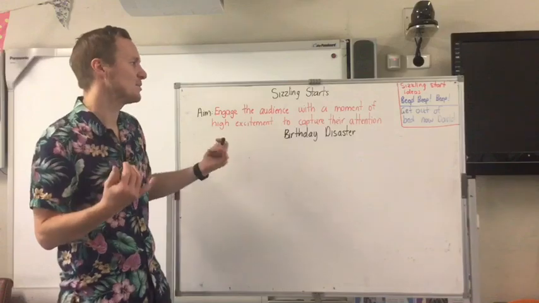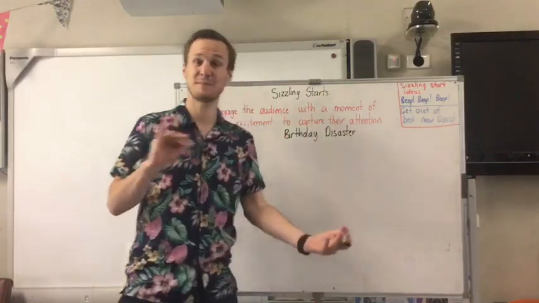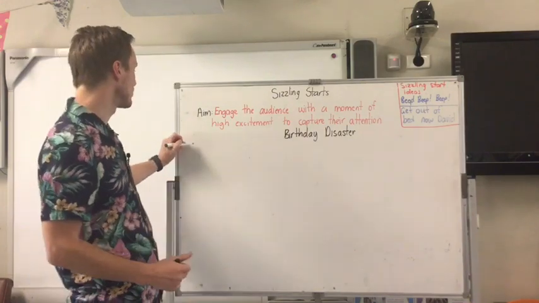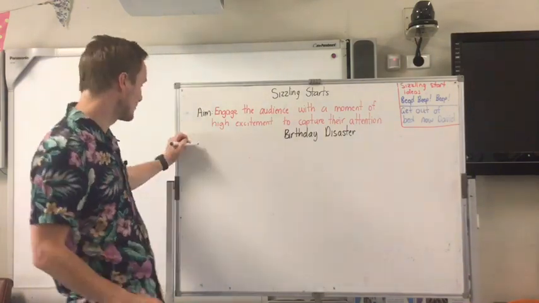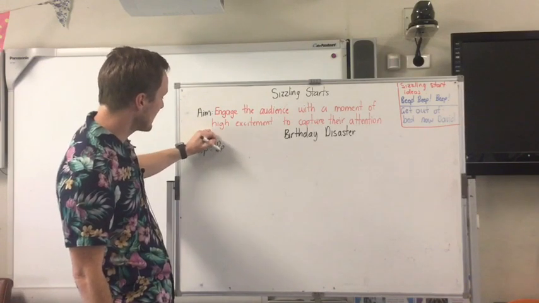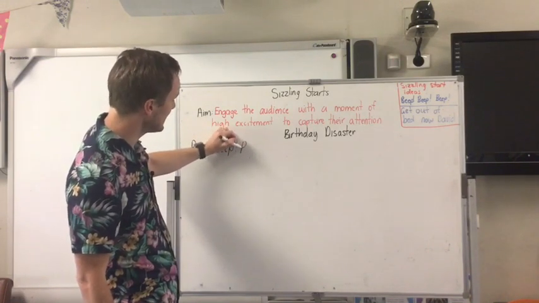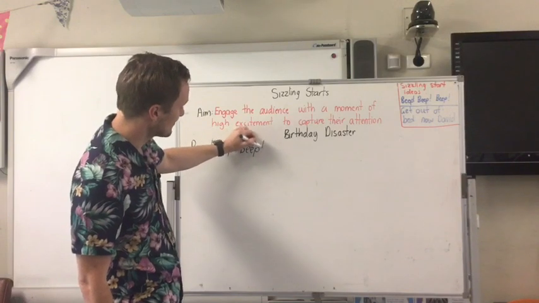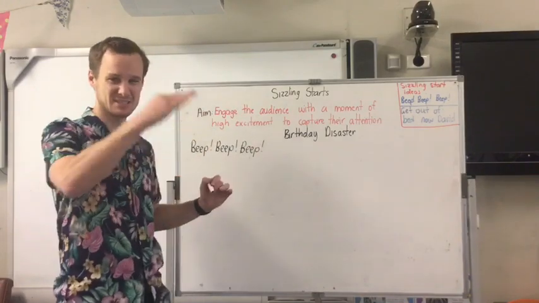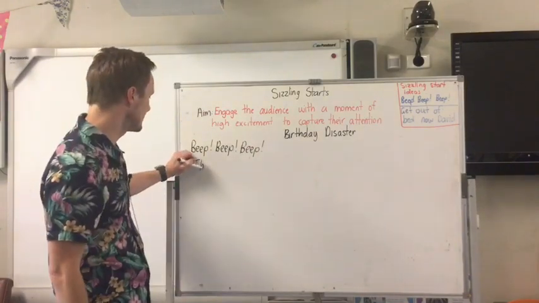So let's take our beep, beep, beep and get out of bed now and see if we can make it a little bit better. Okay, so I'm going to start writing. The first thing I'm going to do is a rule of 3. When we're writing, the rule of 3 means if we're going to do sound effects, we should do it 3 times. So we're going to write not just beep once, we're going to write beep, beep, beep. And then I'm going to skip a line because it's a different point.